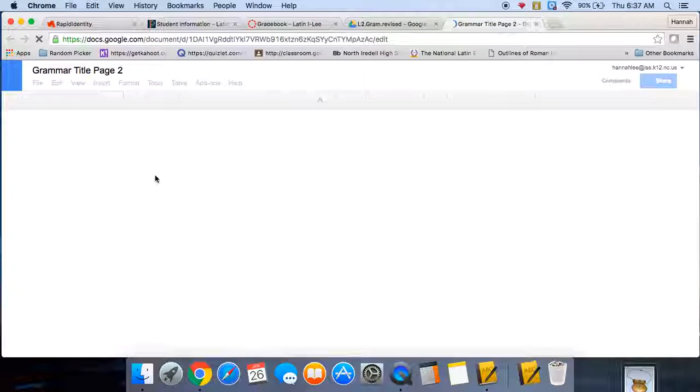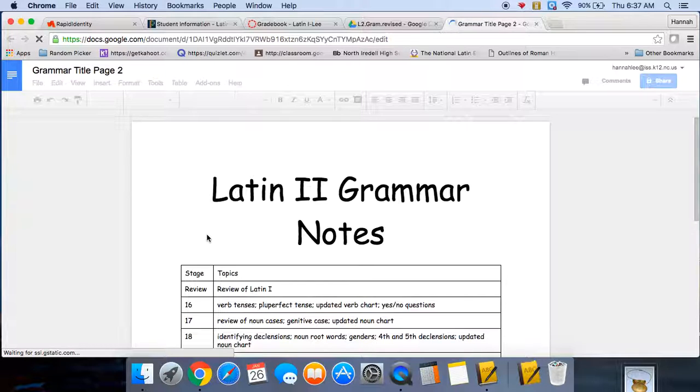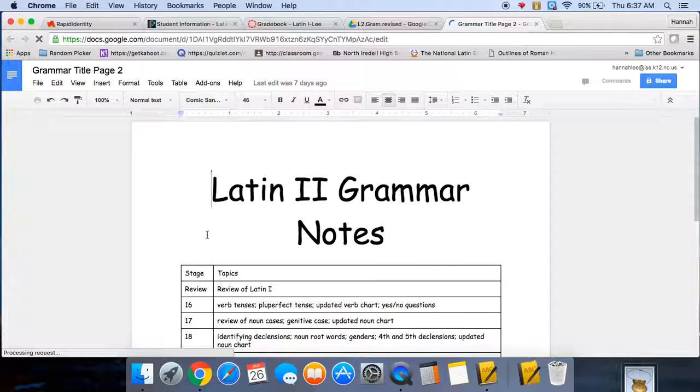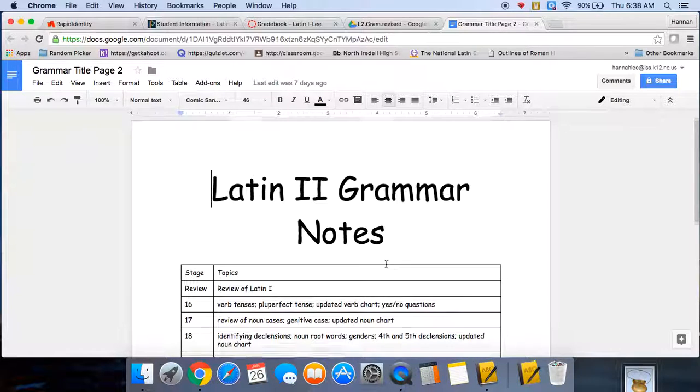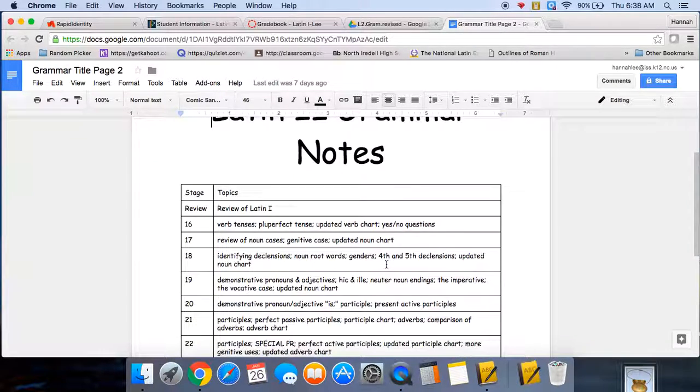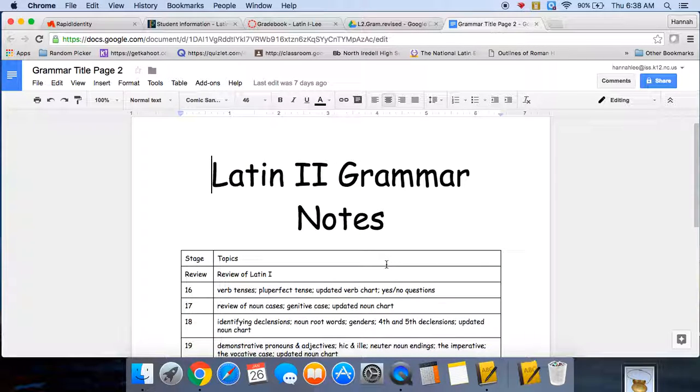Let's take a look at part of the packet that you received today. The packet that has Latin 2 grammar notes is the one that I want us to take a look at first. What I want you to do is look through your packet, see if you can find this, and let's take a look at it together. As you skim through, remember you can pause anytime you need to.